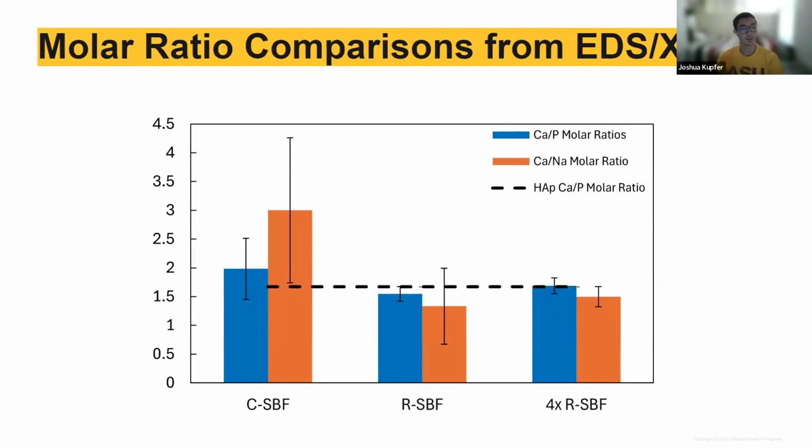This graph shows the comparison of calcium phosphate and calcium sodium ratios within the 3 SBF formulations after the PCL scaffolds are mineralized. Mineralization is quantified using energy dispersive X-ray spectroscopy, or EDS for short. 4X RSBF shows a calcium phosphate ratio most like that within native hydroxyapatite, with RSBF also being similar. CSBF has the greatest preference for calcium deposition versus sodium deposition, though.